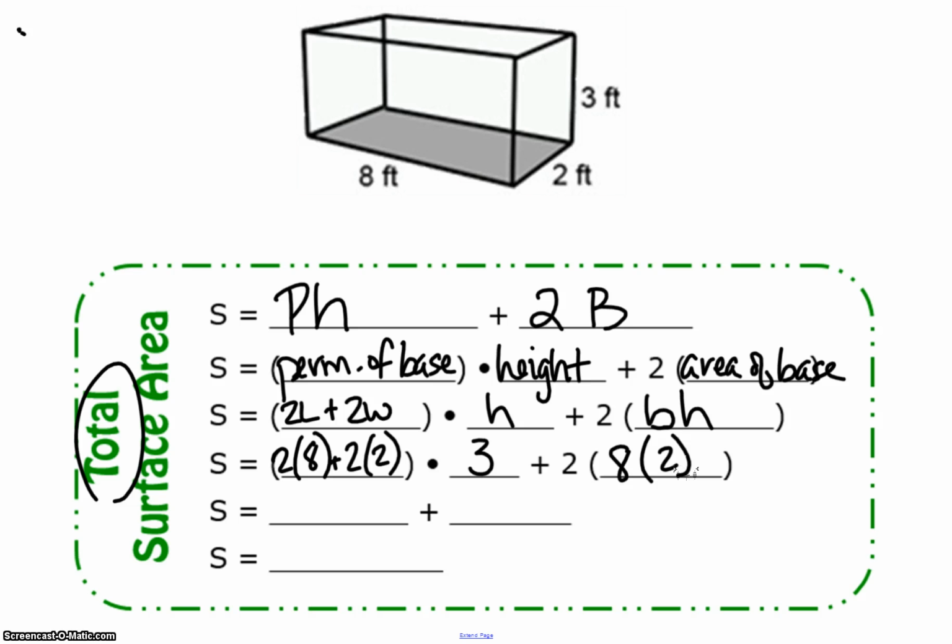Now it's just numbers that we can do. 2 times 8 is 16 plus 4 is 20. 20 times 3 is 60, plus 8 times 2 is 16, times 2 is 32. So our answer is 92 feet squared.